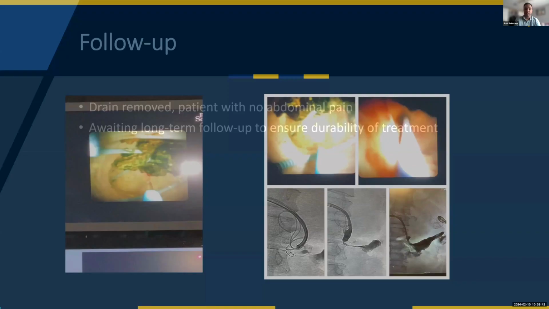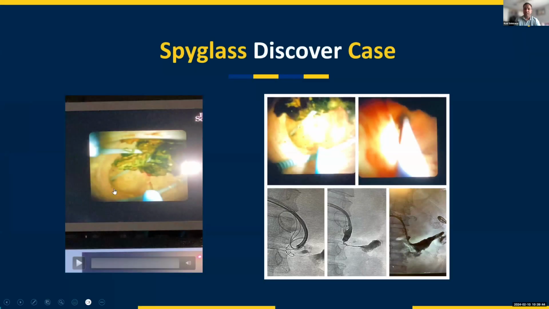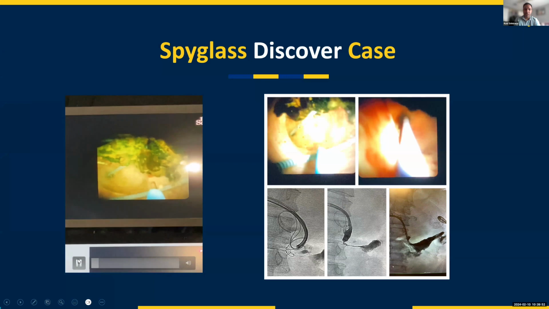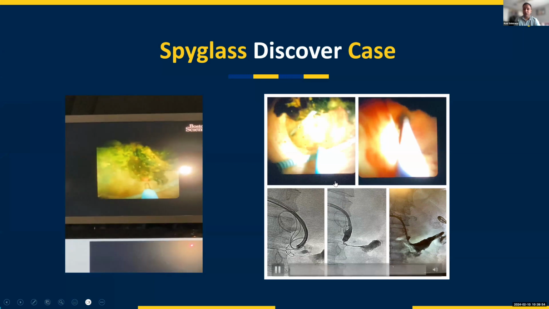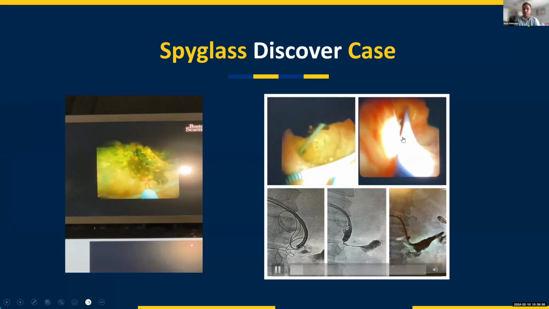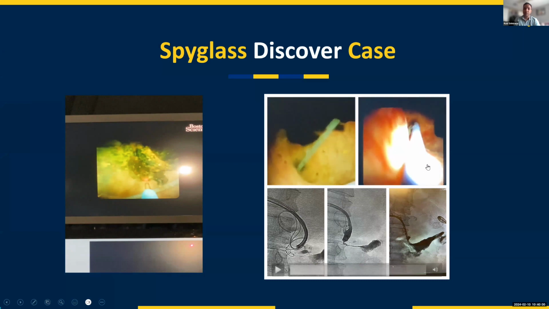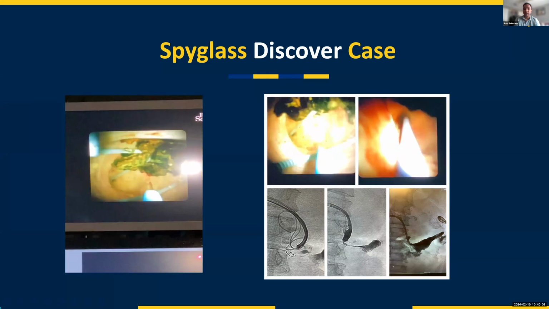Here, just a last little thing, using this to basically cannulate tiny strictures, and you can see us doing that in this case, where there's this pinhole stricture that we couldn't get across with conservative means, and here we can cross it using Spyglass. So it's a really tight, tiny stricture. So these procedures become much easier using Spyglass Discover.